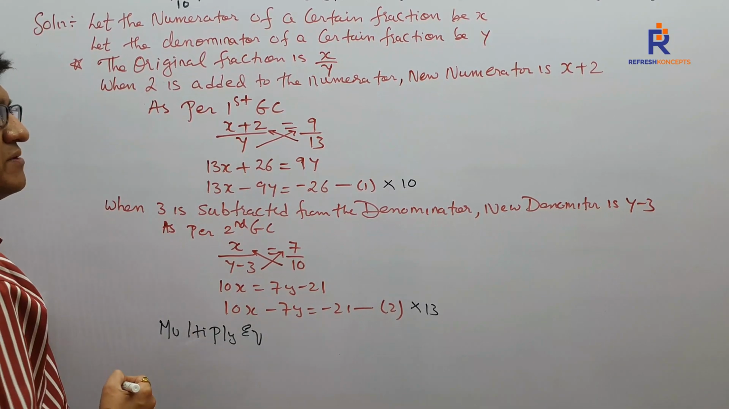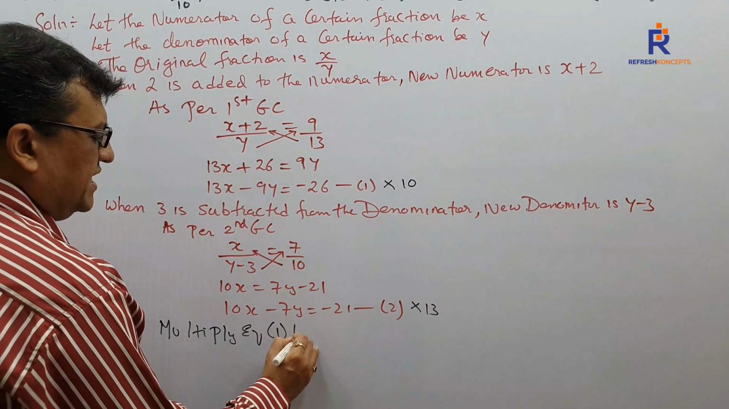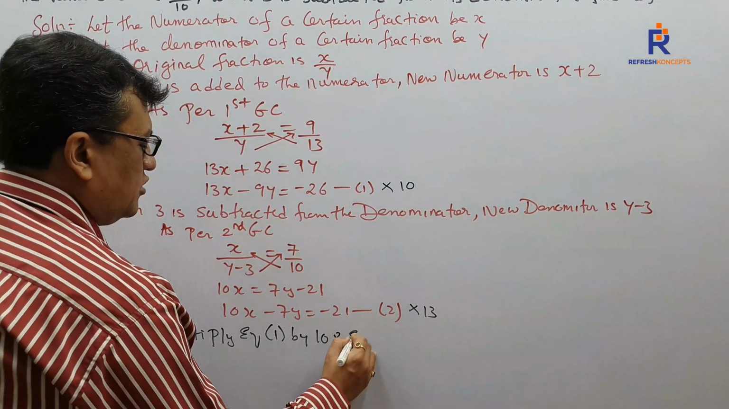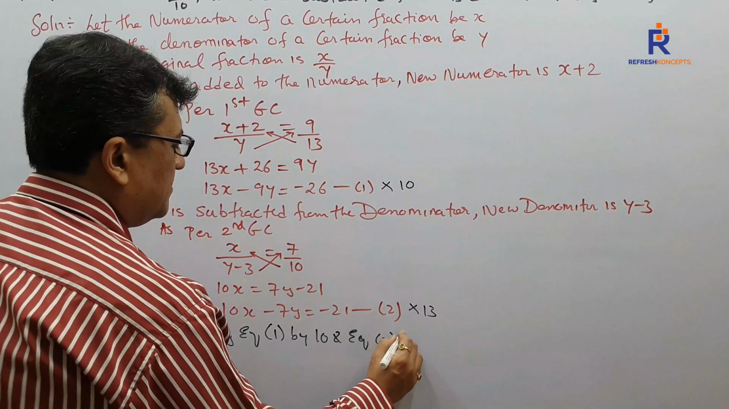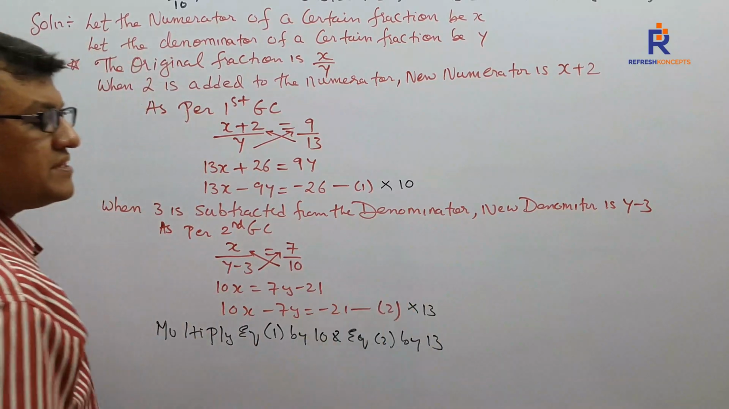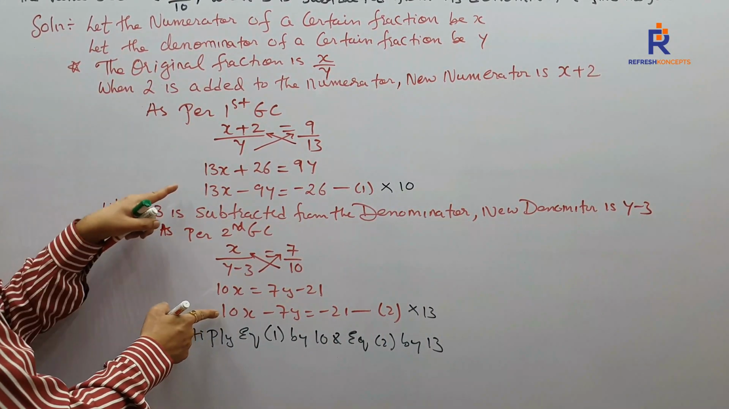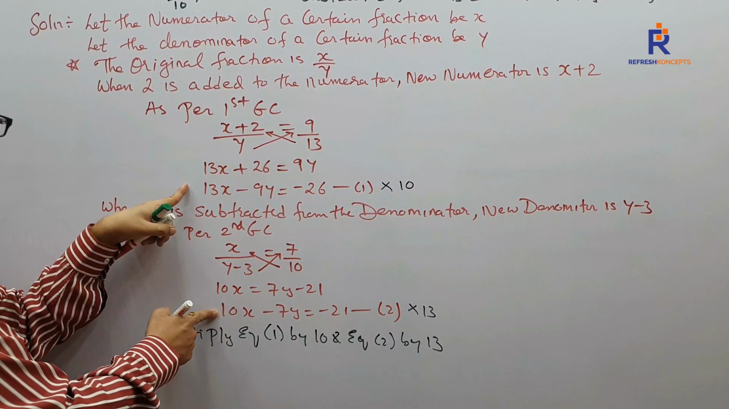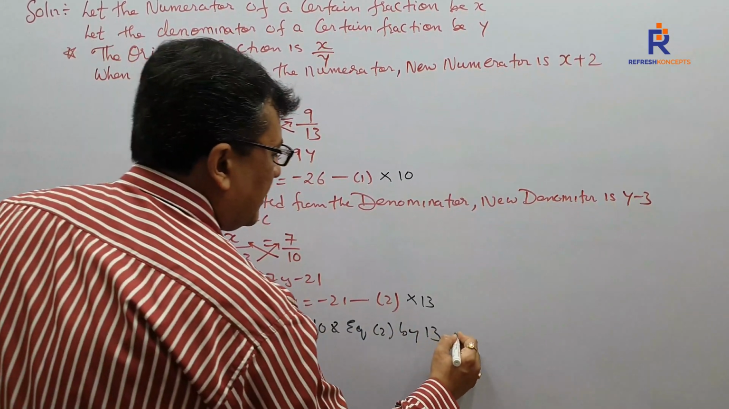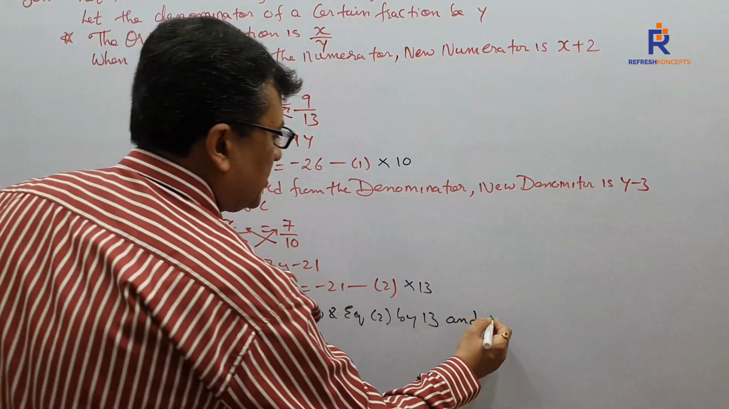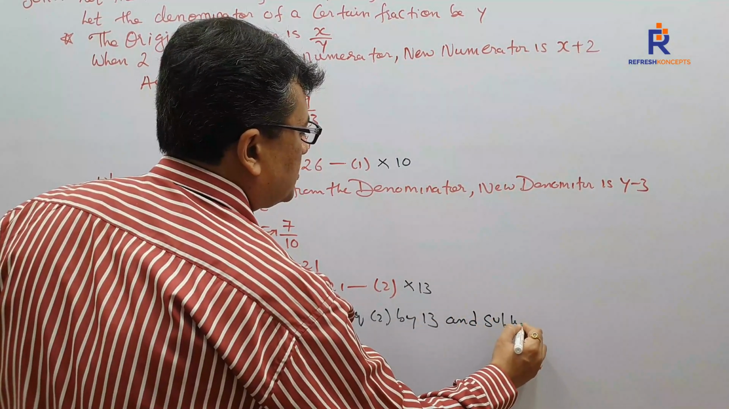So multiply equation, what equation am I going to multiply? Multiply equation 1 by 10 and equation 2 by 13. And then what will I get? 130, 130. And the signs are going to be the same. Same signs, subtract. And subtract the newer equation. It is your call what to subtract from what.